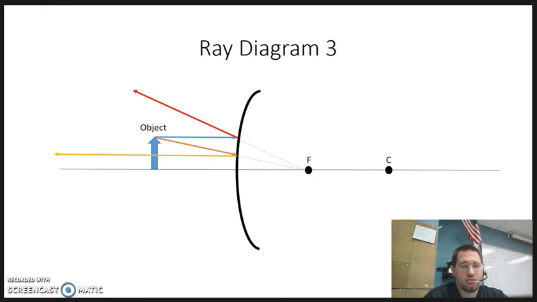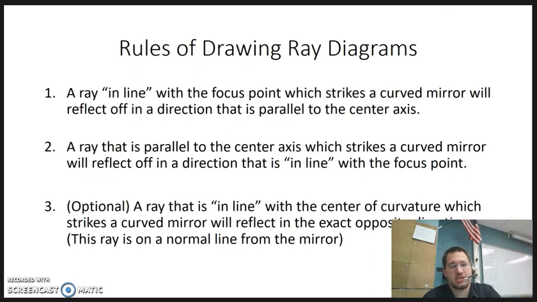So what about next? Well, this next one is there is an optional third one that you can do. Two is all that you really need, but we're going to see that the third one will also create an easier way of looking at this. So a ray that is in line with the center of curvature, which strikes a curved mirror, will reflect in the exact opposite direction.